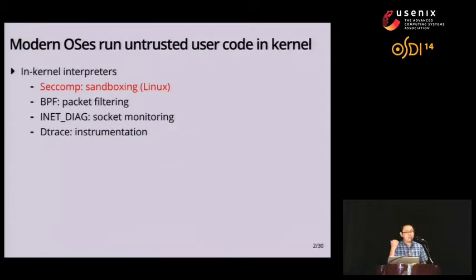Currently, a lot of modern operating systems allow users to specify code, and they download that code into the kernel for execution. Here's a list of kernel interpreters. You can see that Seccomp is a sandboxing interpreter, and this will be the focus of this talk. You can see the kernel is actually running a lot of interpreters.